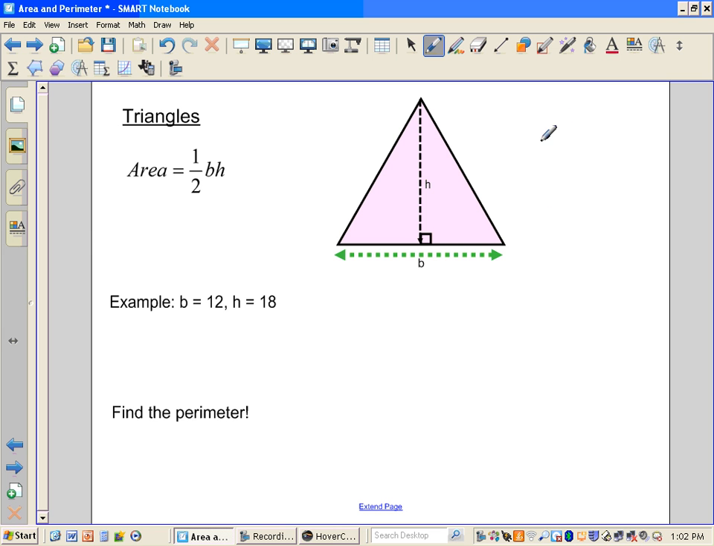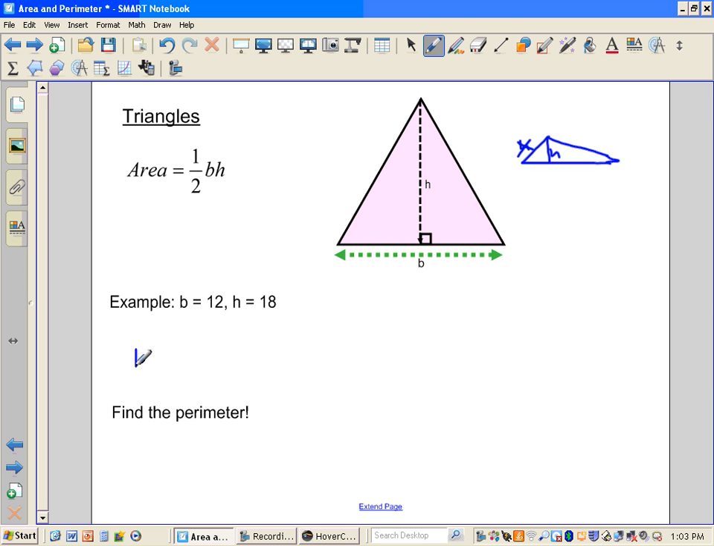If I draw an example of what you would not want to do, you would not want to say that this was the height. This is not the height. The height is in here, not this one. Sometimes you have to draw in a line and figure that height out yourself.